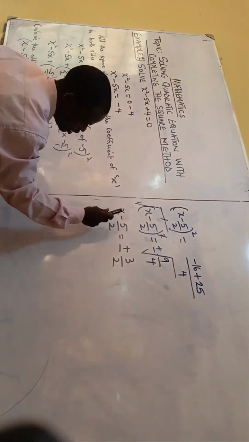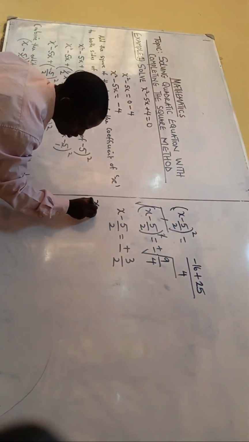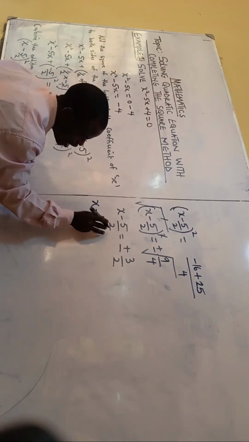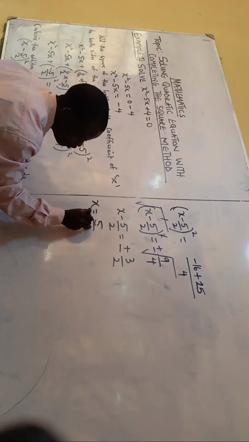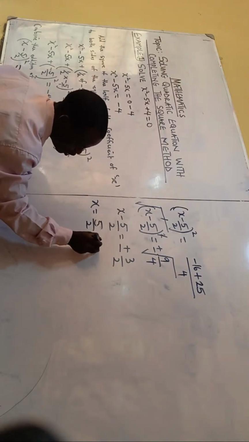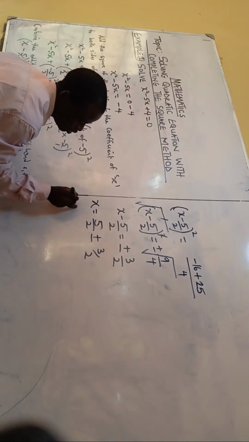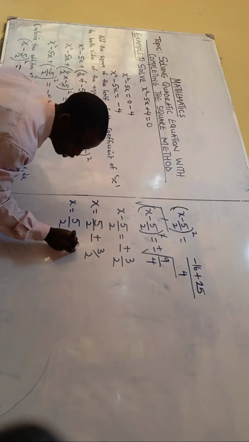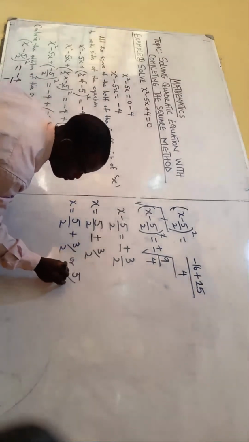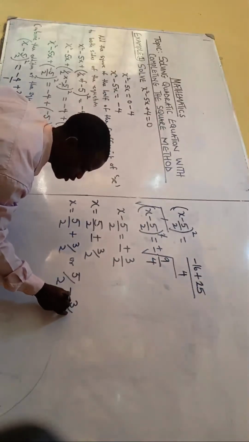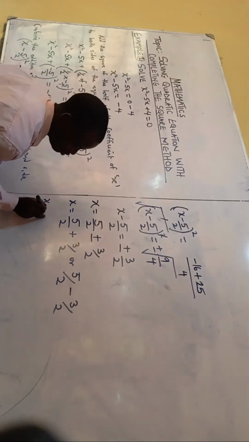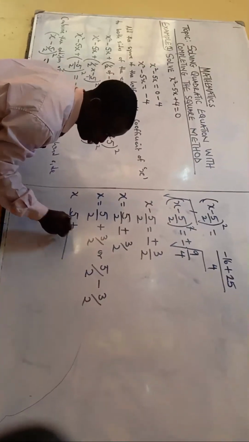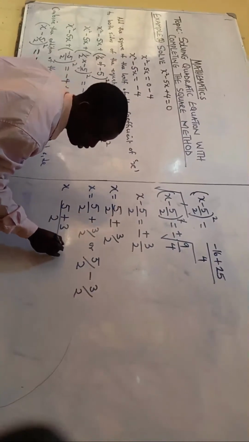Okay, now let's collect the like terms. X equals, take minus 5 over 2 to the right side, it turns to 5 over 2. 5 over 2 plus or minus 3 over 2. Now x equals, let's separate the sign, 5 over 2 plus 3 over 2 or 5 over 2 minus 3 over 2. Find the LCM, it is 2. 2 goes into 1, 1 times 5, 5. Plus 2 goes into 1 times 3, 3.